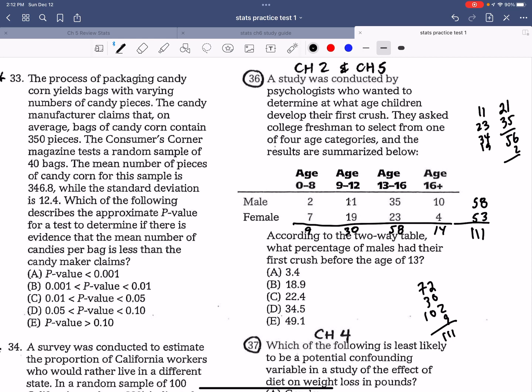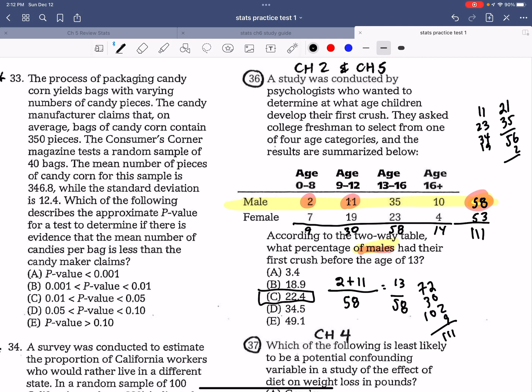All right, so it says, according to the two-way table, what percent of the males, only thinking about these 58 men, had their first crush before 13? So that would be these 11 and these 2 were before 13. So what we'll have to do here is add these up, giving us 13, over the quantity 58. And when we divide that in a calculator, we get our answer C.